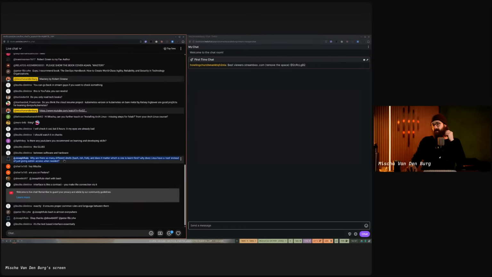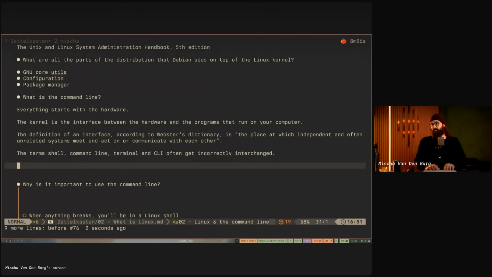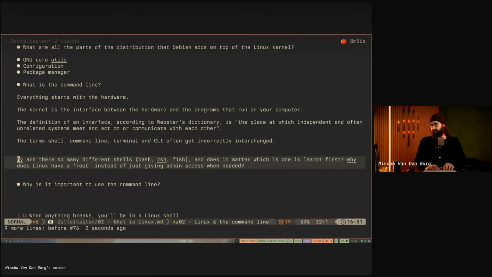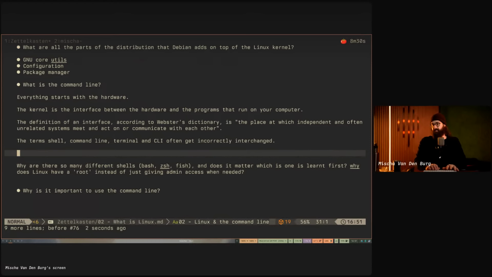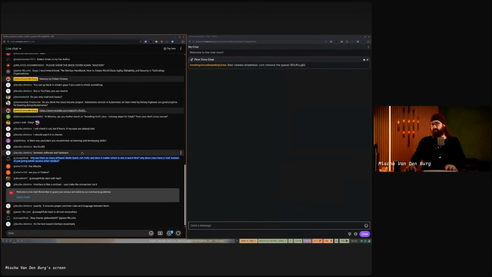Why are there so many different shells? Bash, Z shell, and fish, and does it matter which one is learned first? Oh, I love this question, and that's actually very related to what we're talking about here. This is exactly what I was getting at right now. So thank you for that question. We're going to do that here.